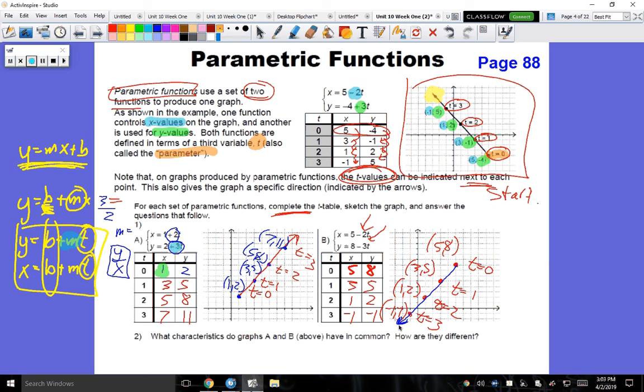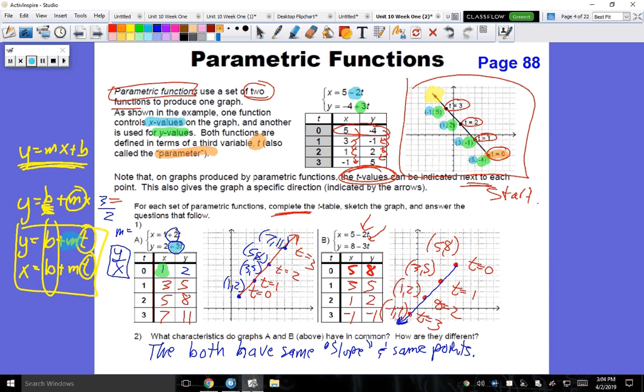What characteristics do A and B have in common and are different? What would you say they have in common? Same slope. Same slope. What else? The same points. They both have the same slope. I'll put that in quotations. And the same points.